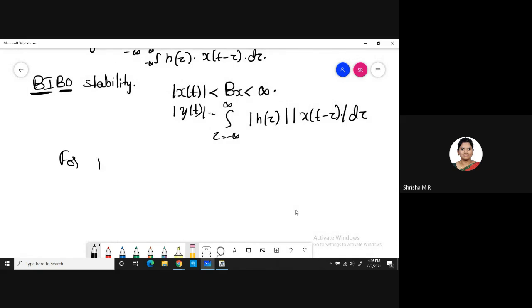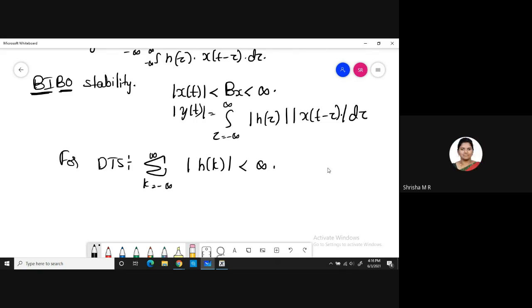For discrete time signals, you have summation k equal to minus infinity to infinity modulus of h of k should be less than infinity. Okay. So if your impulse response is absolutely summable or absolutely integrable, then the system is stable. That is the understanding from this. Got it, everyone? Clear?